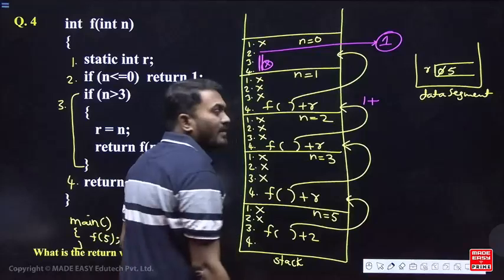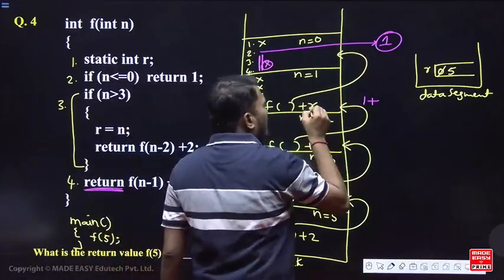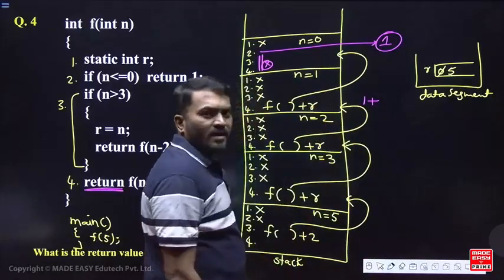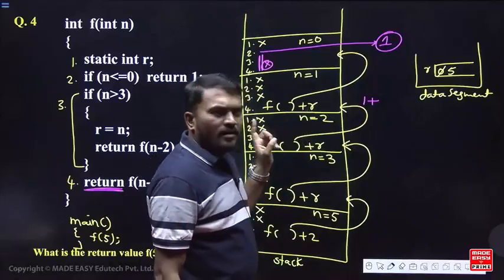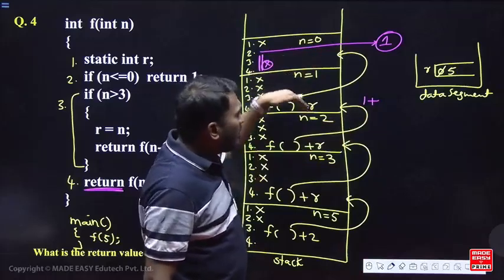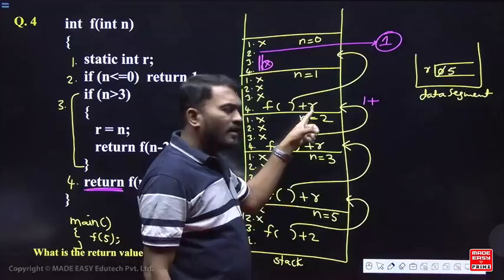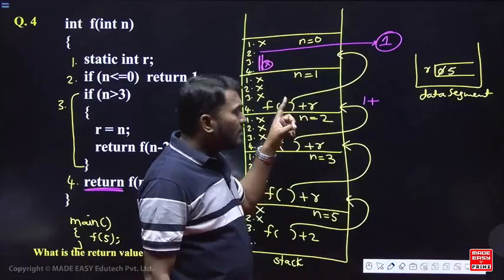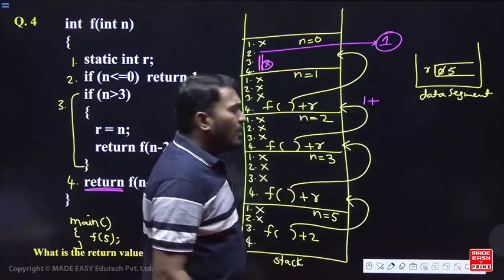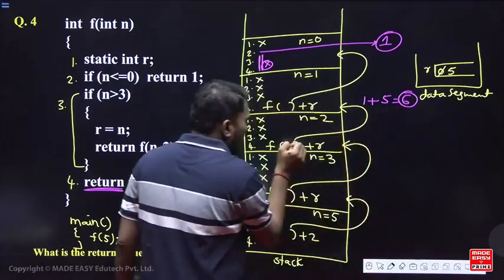Here you also have a return. The fourth statement will return 1 plus r. What is the r value? The latest value of r in the data segment. Remember, I am not writing 5 here. Why? Because while going it is 5, but when you are coming back, the r value might change. That is the reason I have written r, because you need to take the latest value of r in the data segment. What is the latest value of r in the data segment? 5. So 1 plus 5 is 6, and that 6 will be returned to here.